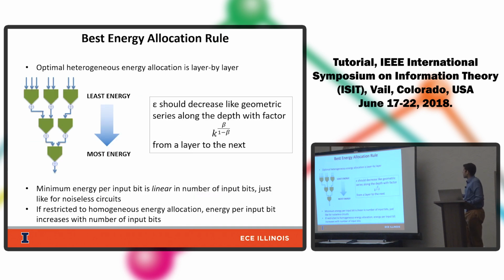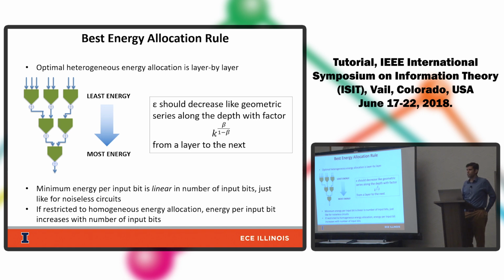Okay, so now we get that, and then we can write down the KKT conditions and actually get the best energy allocation rule. And it turns out that the optimal energy allocation is layer by layer, and you want to have the most energy near the circuit output and the least energy near the inputs. And more specifically, the error probability should decrease like a geometric series along the depth with factor k to the beta over 1 minus beta, where beta is a property of that energy reliability function for specific gates. Right, so this gives us a very nice design principle for circuit designers.